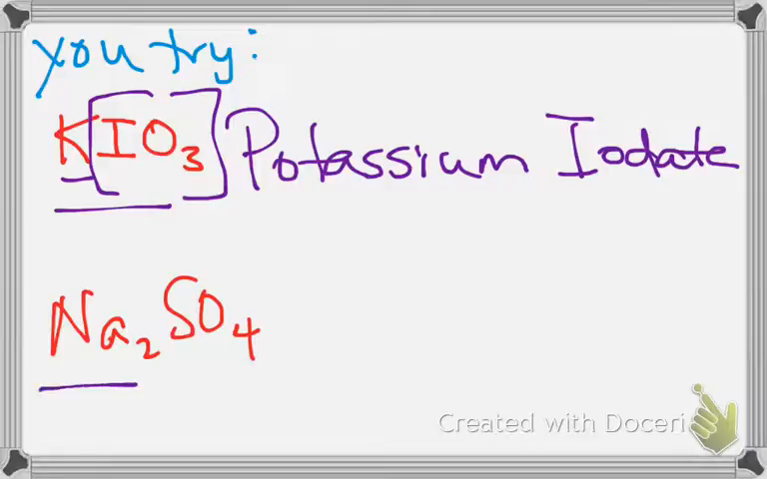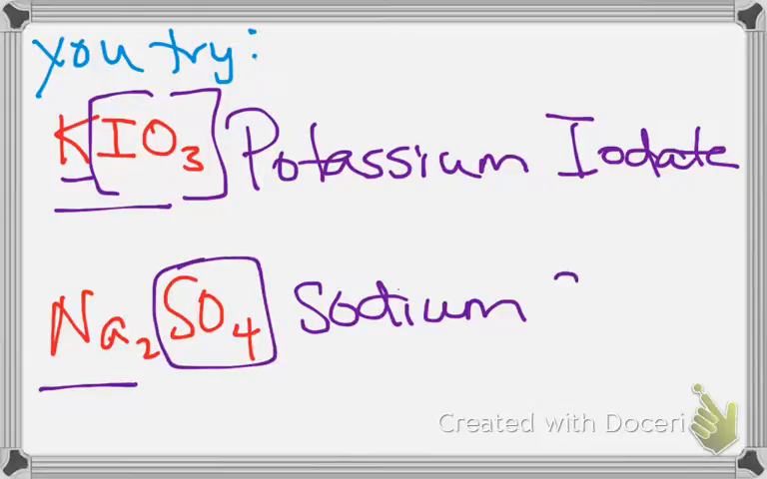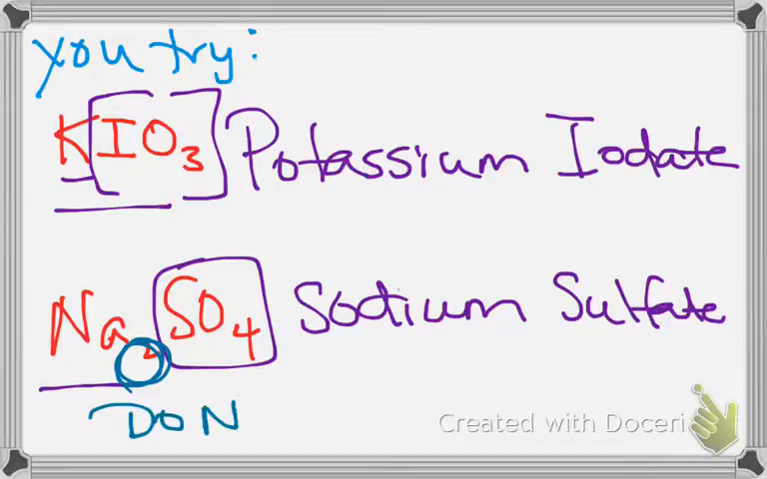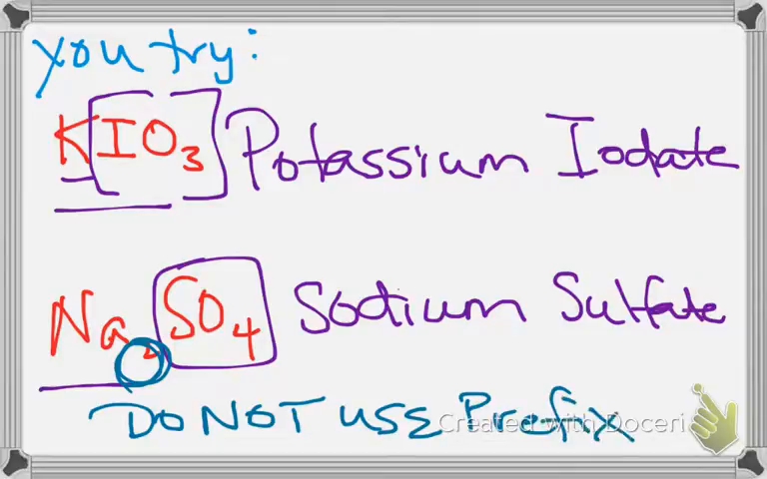For this one here, you would have sodium and the polyatomic ion sulfate. Now, do not make this common mistake. The 2 does not get a prefix. You do not use prefixes in ionic bonding. That's for covalent only.